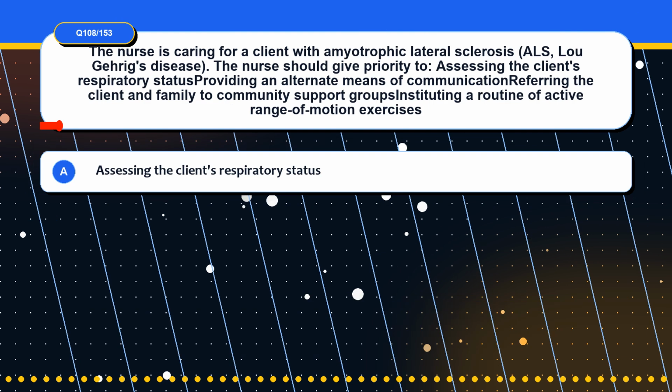Question 108. The nurse is caring for a client with amyotrophic lateral sclerosis, ALS, Lou Gehrig's disease. The nurse should give priority to assessing the client's respiratory status, providing an alternate means of communication, referring the client and family to community support groups, instituting a routine of active range of motion exercises. Here are the options. Option A. Assessing the client's respiratory status.